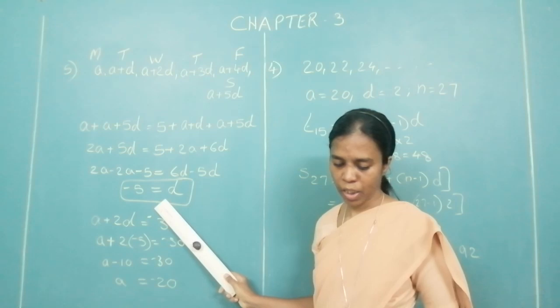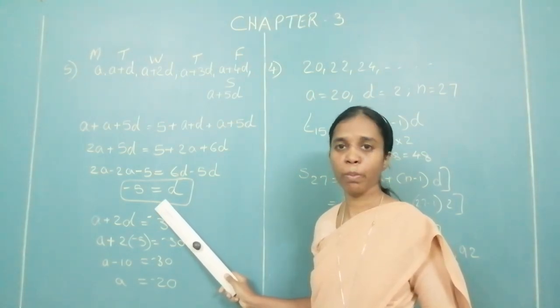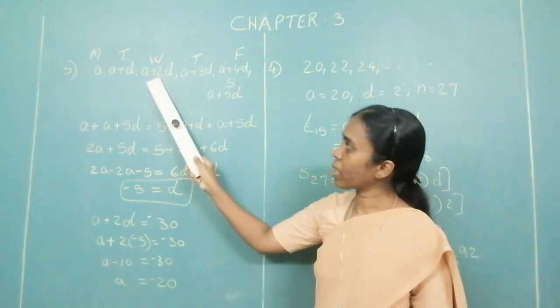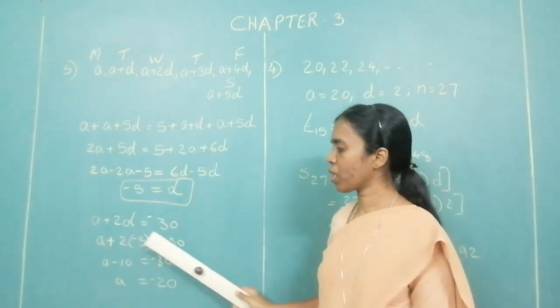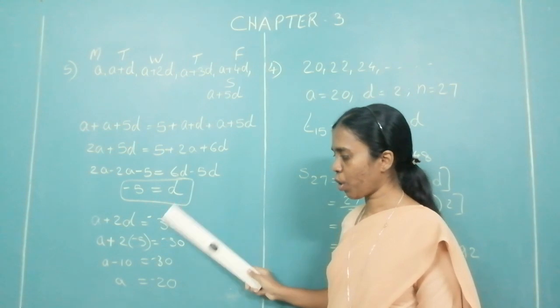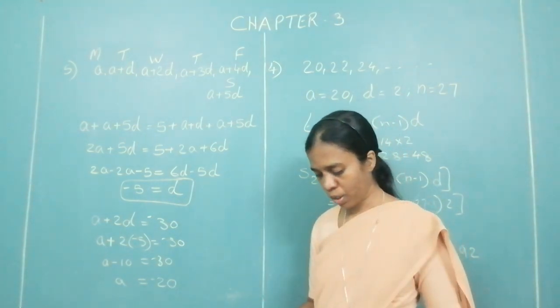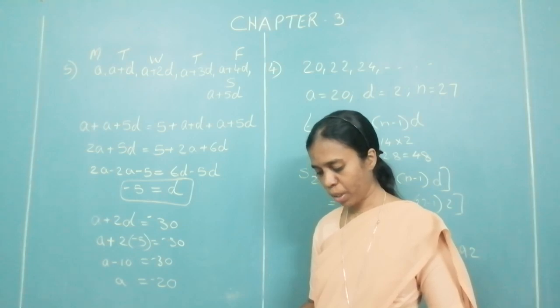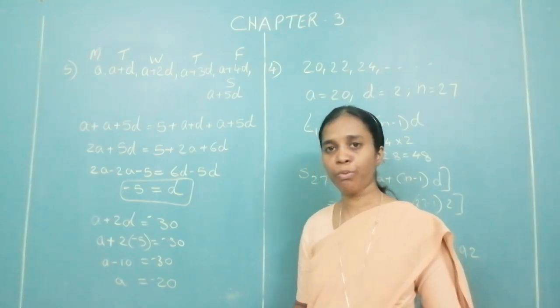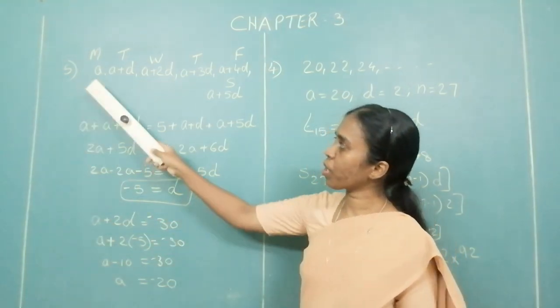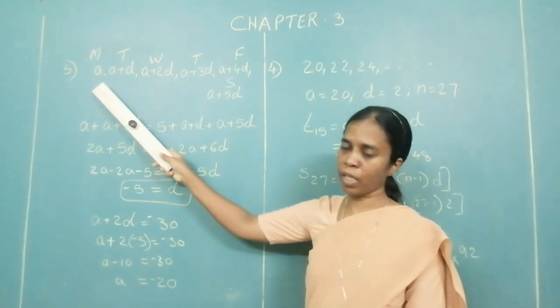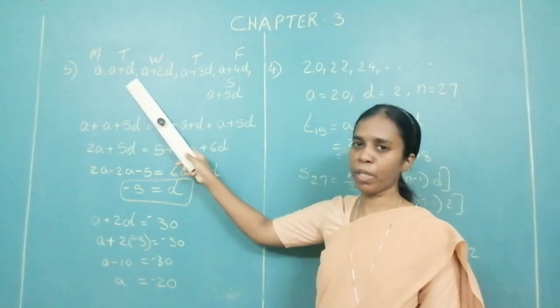What is the second condition telling you? Second condition is telling you the temperature of Wednesday was minus 30. Look at Wednesday, that is A plus 2D is equal to minus 30. D you already know, so you will get the value of A. Once you get A, what is the question? Find the temperature on the other 5 days. Then you put it in this. Therefore, on Monday, A is equal to, Tuesday, A plus D.